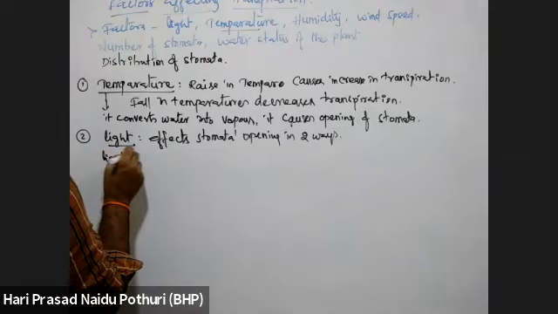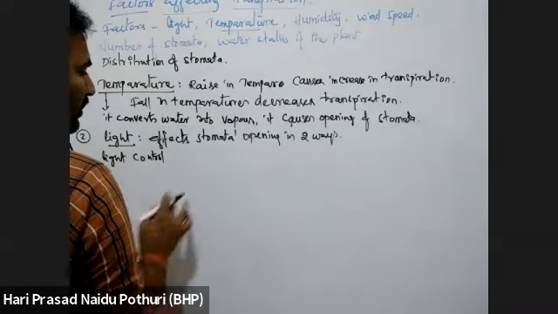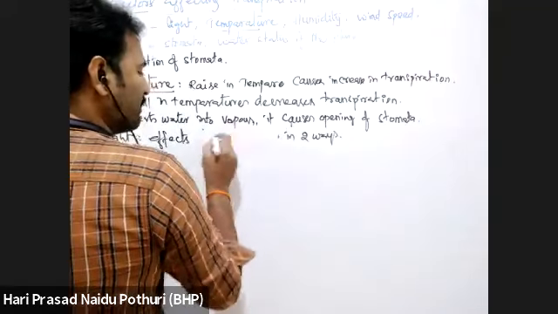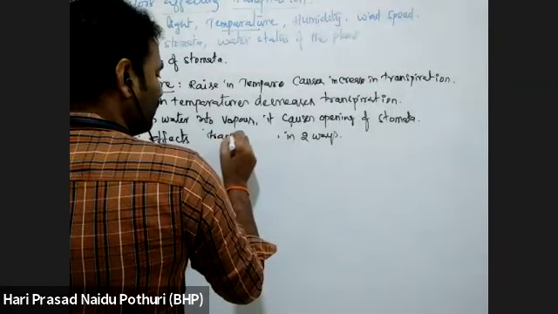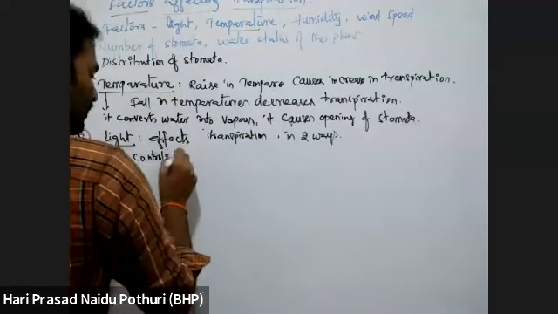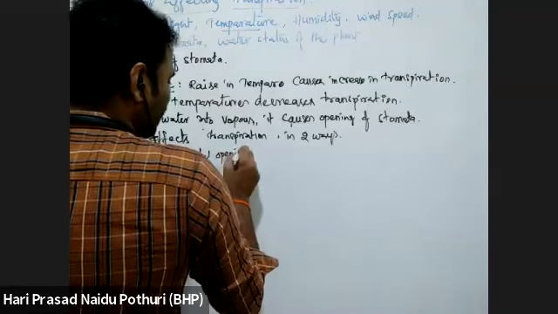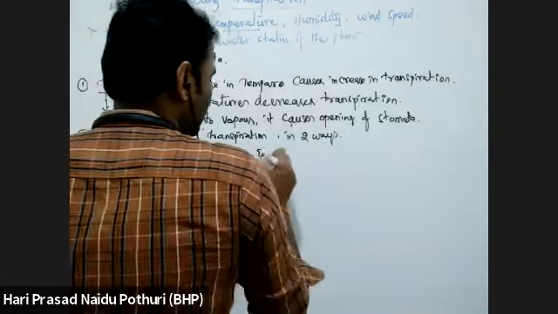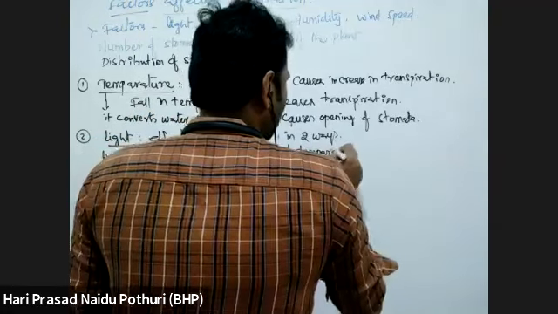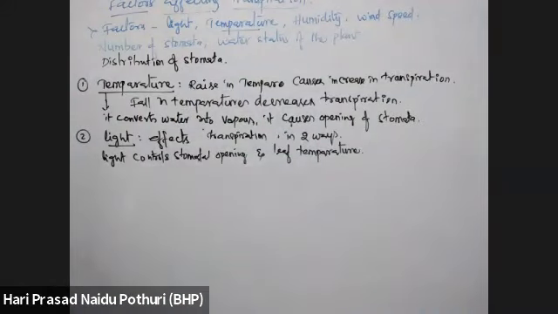Light controls, you write here, it affects transpiration in two ways. One is this one, next one we will see. It controls stomatal opening and leaf temperature also. Leaf temperature is also affected by the light.